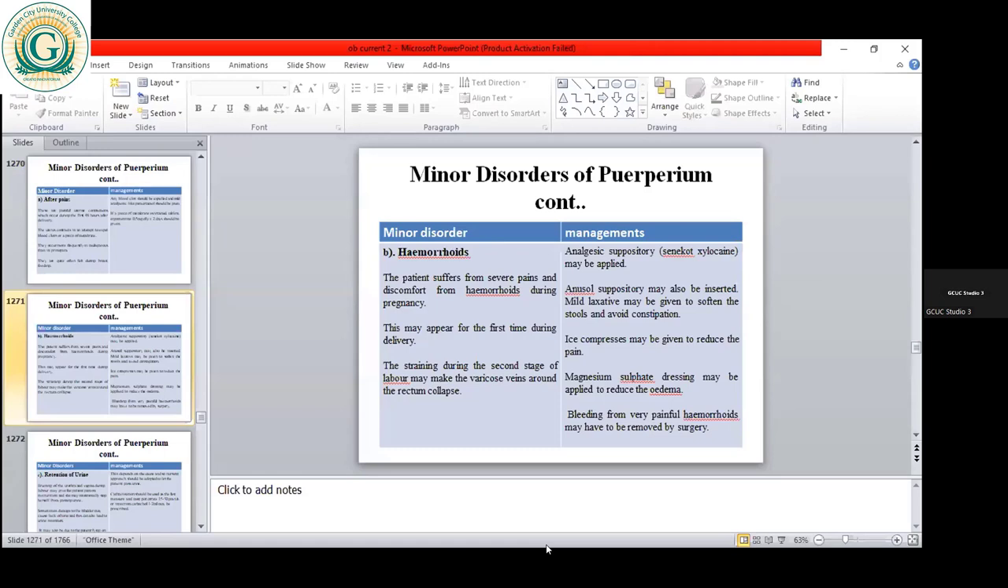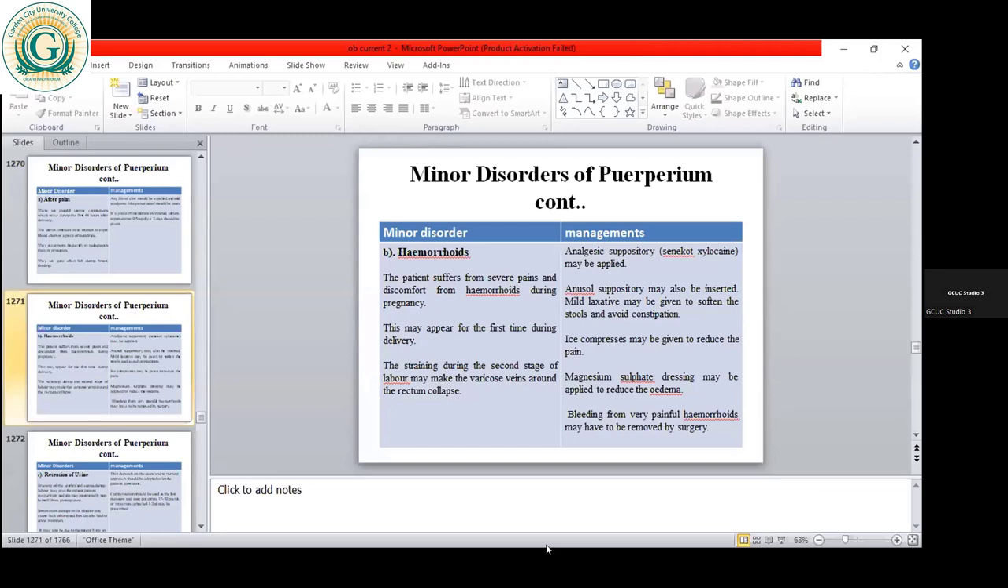You know, these hemorrhoids are also a minor disorder when a woman is pregnant. Severe pain around the anus because of the hemorrhoids. They may appear for the first time during delivery. Somebody may not get hemorrhoids in pregnancy, but it can occur in labor as a result of straining during second stage. And it may make the varicose veins around the rectum collapse.